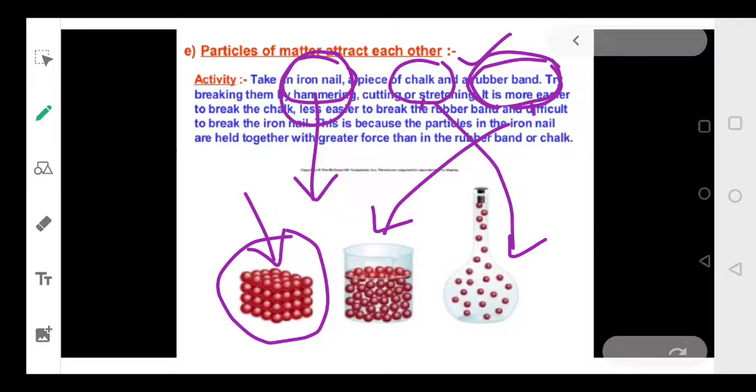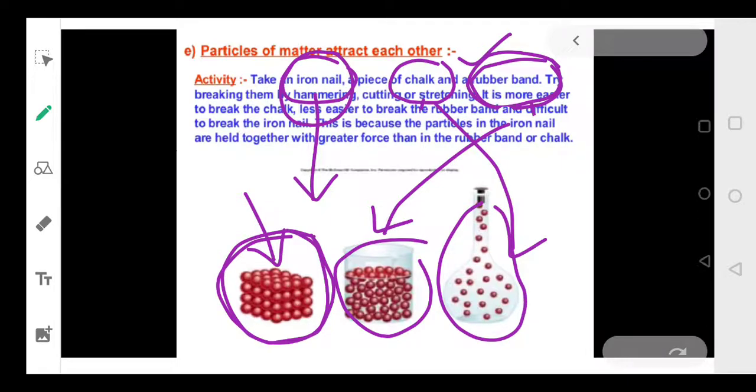All the three are solids, but I'm showing you in a hypothetical way that iron has a stronger force of attraction because its particles are very, very closely packed. Rubber has lesser than the iron because its particles are packed, but the force of attraction is lesser. And the chalk's particles have more space. You can say they have the least force of attraction in comparison to iron and rubber, and it can be broken easily. So I'm trying to show you the space like this.